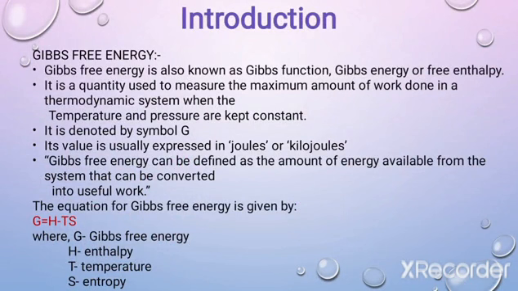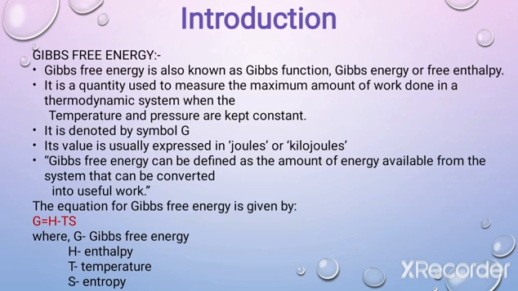Gibbs free energy is also known as Gibbs function, Gibbs energy, or free enthalpy. It is the quantity used to measure the maximum amount of work done in a thermodynamic system when the temperature and pressure are kept constant. It is denoted by the symbol G. Its value is usually expressed in joules or kilojoules.